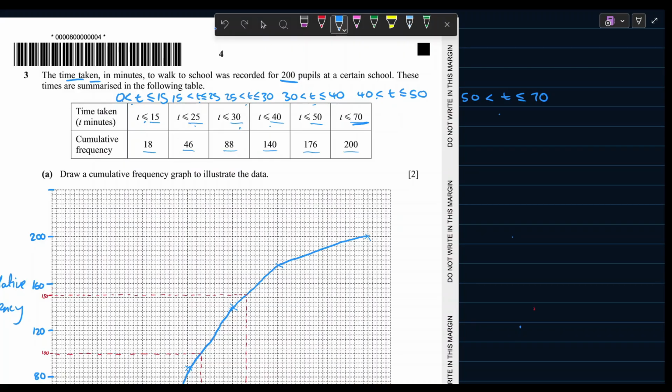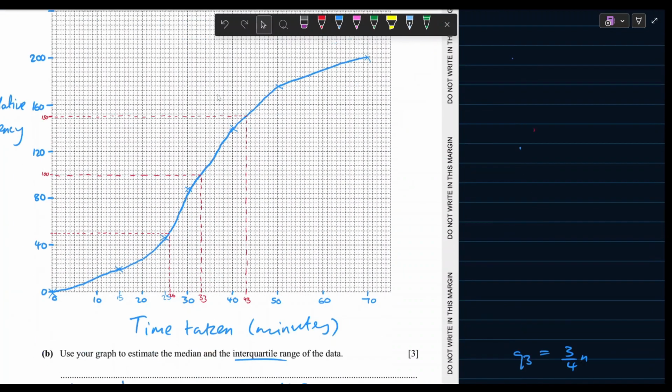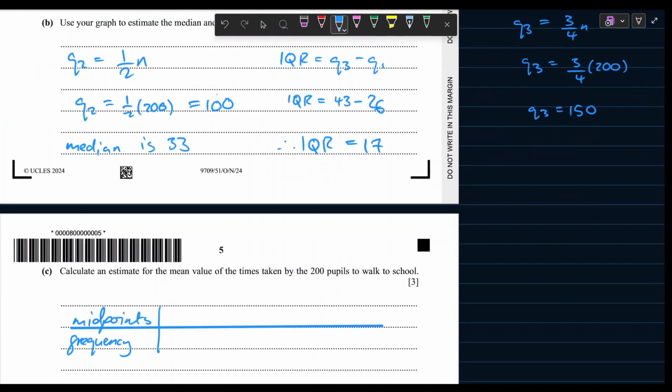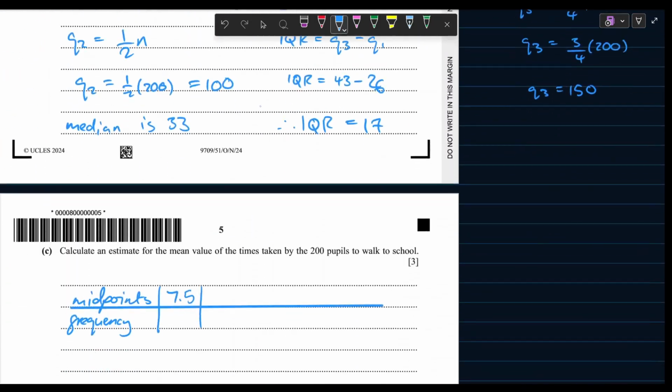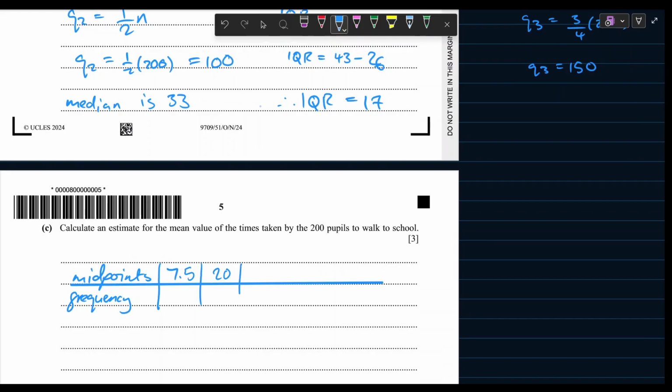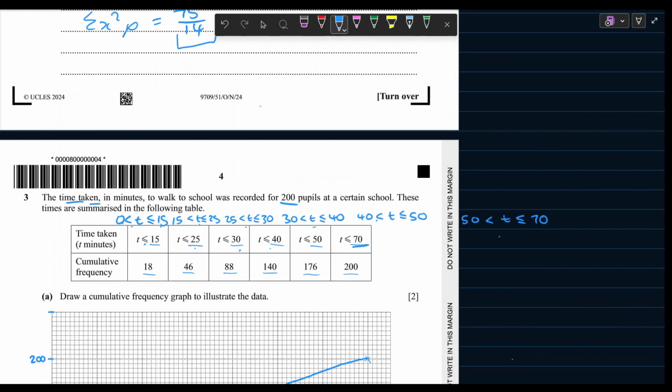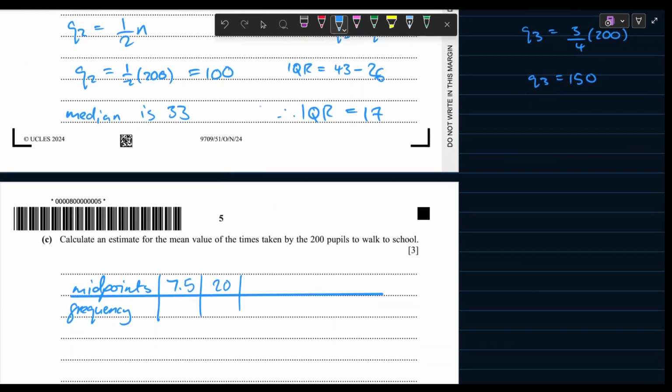Okay, so we need to find the midpoint of the first class. So the first class is going from 0 to 15. Its midpoint is going to be 0 plus 15 divided by 2, which is 7.5. Okay, so 7.5. And we do the same for the next class. The next class is going from 15 to 25. So 15 plus 25, that's 40. 40 divided by 2, that's 20. And then the midpoint of the next class, that's 25 plus 30, that gives us 55 divided by 2, which is 27.5.